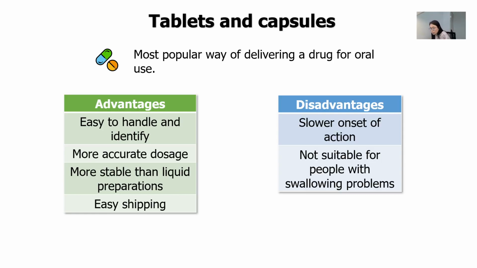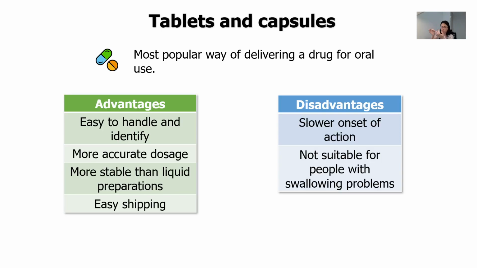So the advantages are that, as you are aware, tablets and capsules are much lighter compared to oral solutions or liquid preparations. They are much easier to handle and identify. Usually they come in a strip pack. They also deliver a more accurate dosage, meaning after we pop a pill, it will administer exactly the same amount of drug that we want. For example, paracetamol 500 mg, each tablet will contain exactly 500 mg.